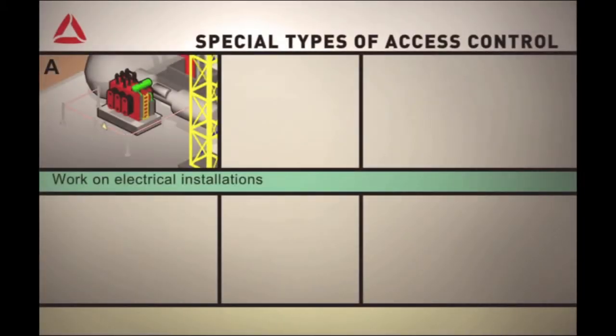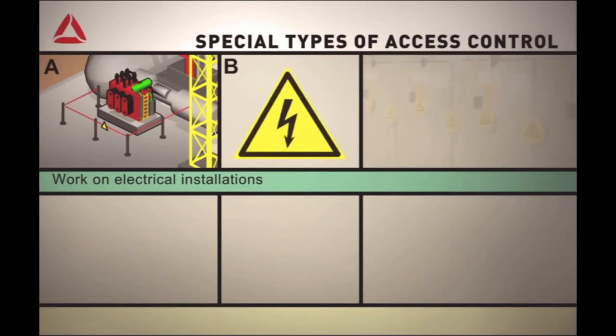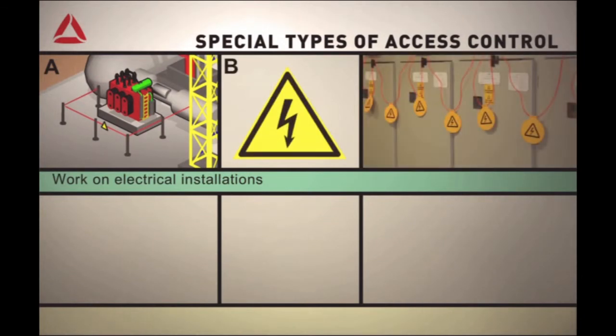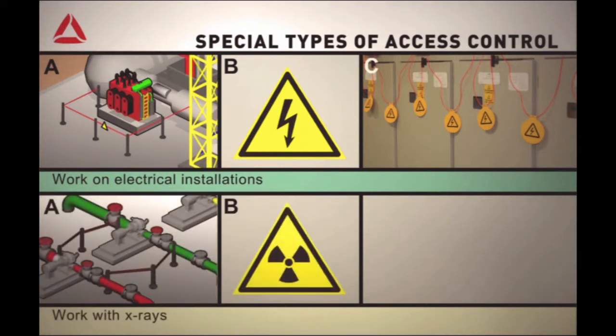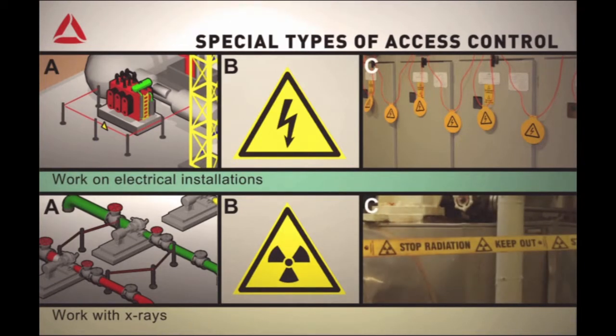If you are carrying out work on an electrical installation, the area must be cordoned off using red webbing and a round yellow and black sign showing zigzag lightning. For work involving radiography, the area must be cordoned off using access control webbing and a sign that shows a black radiation symbol on a yellow background.